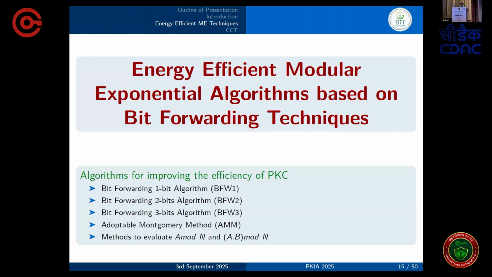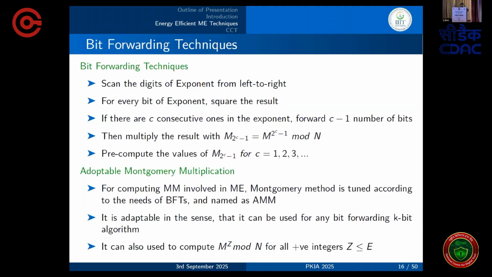That method is not only useful for the bit forwarding technique; you can also use it for general evaluation of modular multiplication, which is present in any cryptographic technique. In existing modular techniques, you have to scan the key bits either from left to right or right to left. If you scan left to right, for every bit you perform one square operation, and if the bit is 1, immediately you have to perform the multiplication operation.